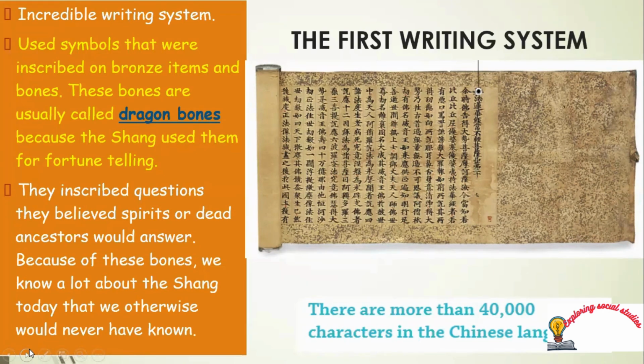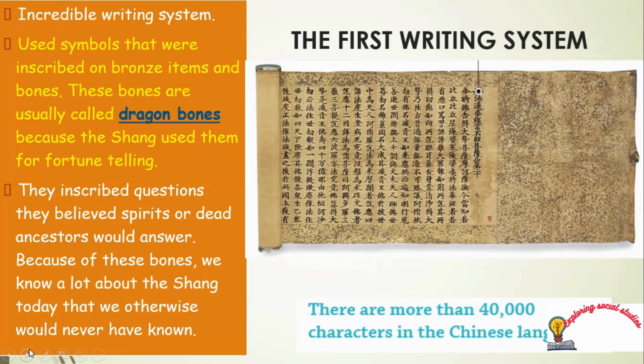bones. These bones are usually called oracle bones because the Shang used them for fortune telling. They inscribed questions they believed spirits or dead ancestors would answer. Because of these bones, we now know a lot about the Shang that we otherwise would never have known.